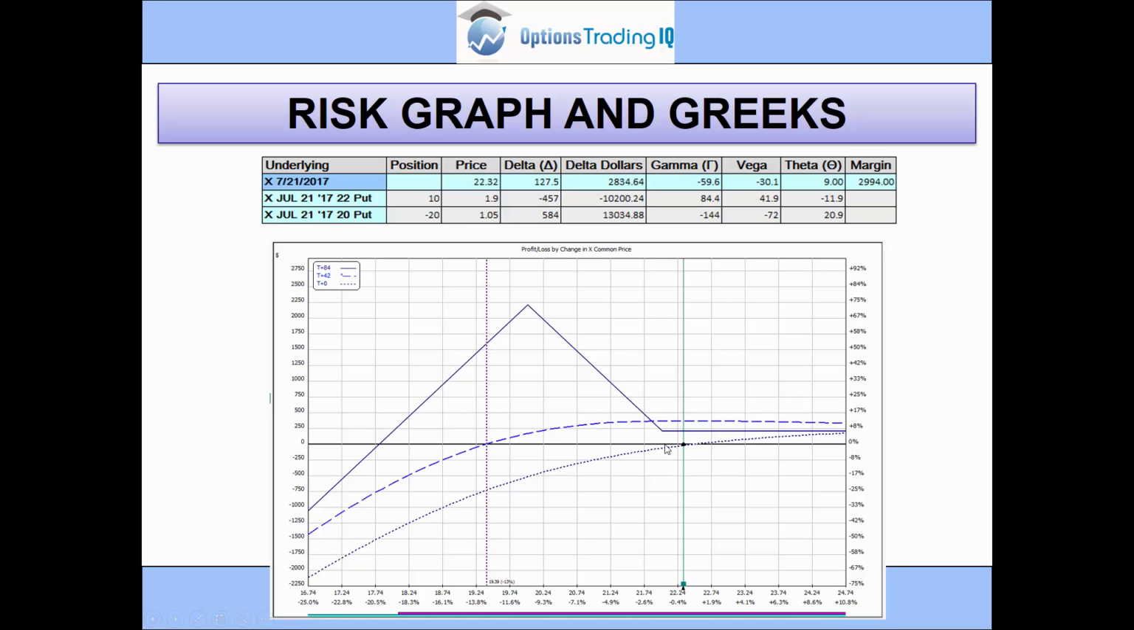The big risk in the trade is that the stock goes down straight away, as you can see in that T plus 0 line. If the stock goes down 10% the next day, we're down 15-20% on the trade. So that's the big risk.